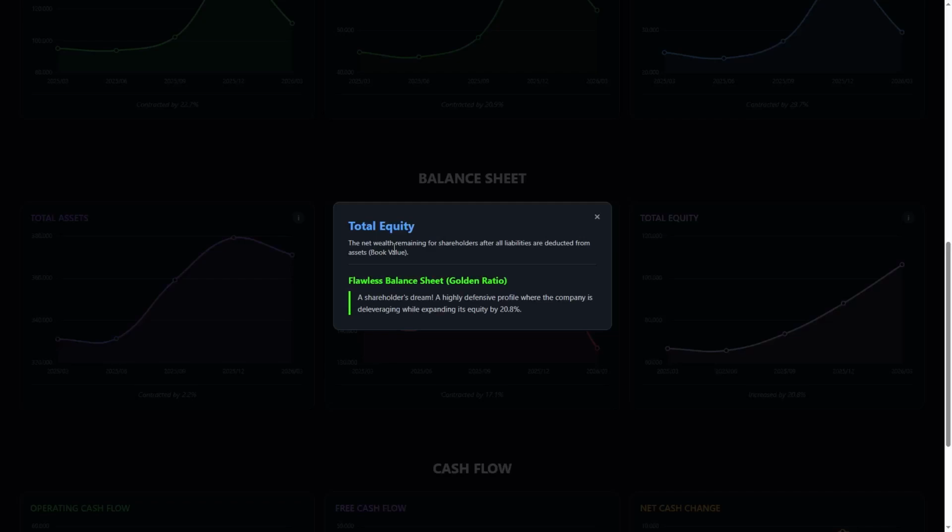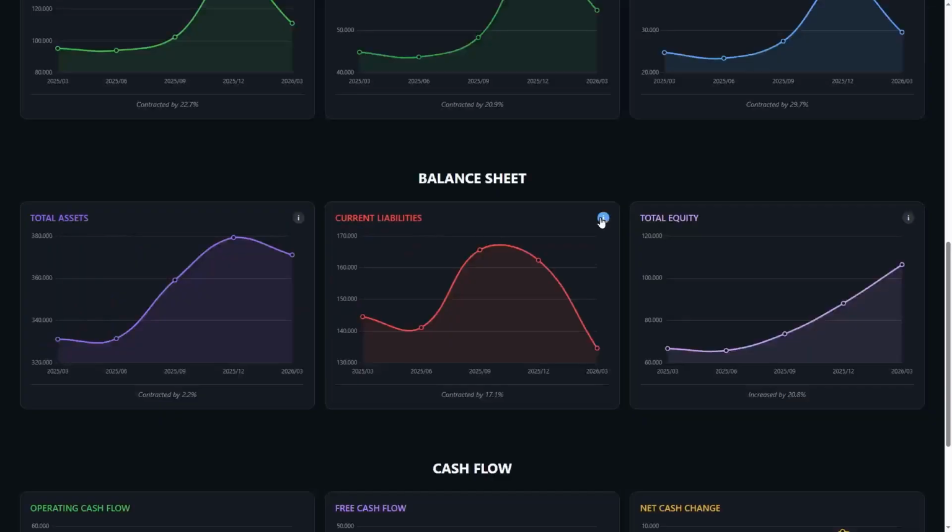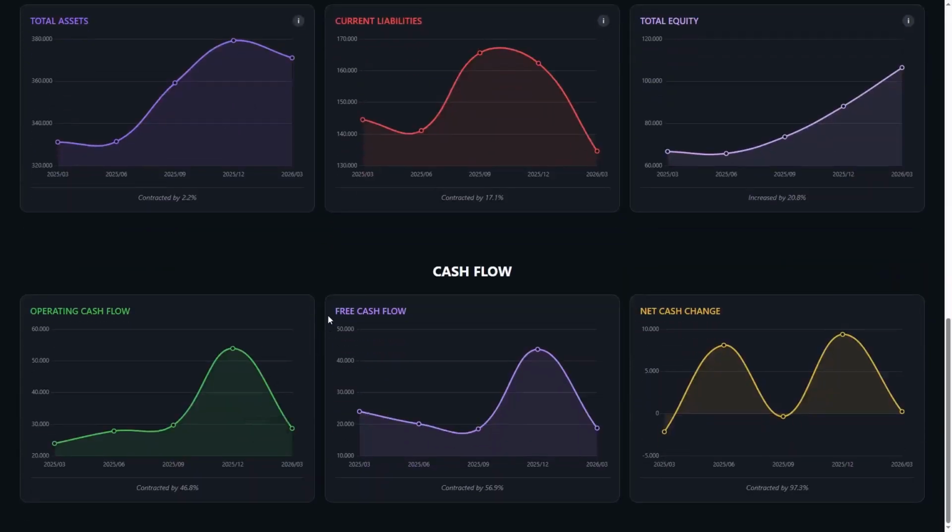Our next thing is equities. Total equities. What did it tell us in total equities? It shows the net assets remaining to the shareholders after deducting all liabilities, that is, the book value here. Flawless balance sheet. We also showed it here as the golden ratio. We also see here that while the company reduces its debts, which is the dream of the shareholders, it expanded its equity by 20.8% and followed a highly defensive profile. Let's move forward a bit slower.